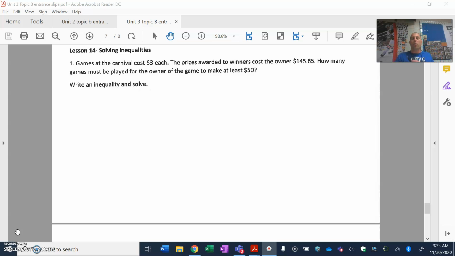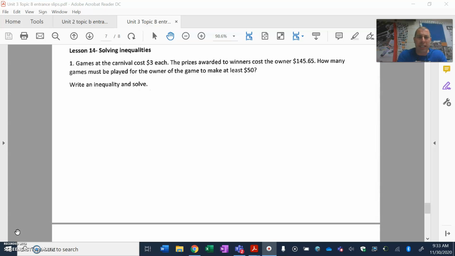So in other words, good application here. We got a business that's being run. There's an upfront cost that the owner needs to pay. So we want to know, how many times does someone need to play in order for him to start making money off this?